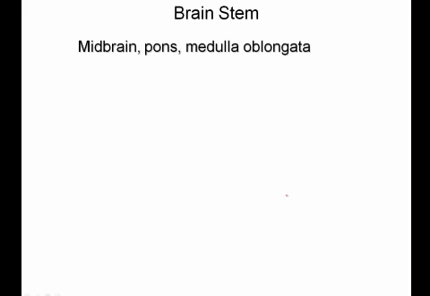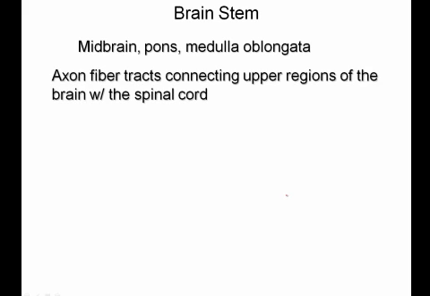Below the diencephalon is the brainstem. This again is the midbrain, the pons, and the medulla. Much of this portion of the brain contains axon fiber tracts connecting upper portions of the brain with the spinal cord. So this would be those incoming sensory tracts going through the thalamus, eventually up to the parietal lobe.